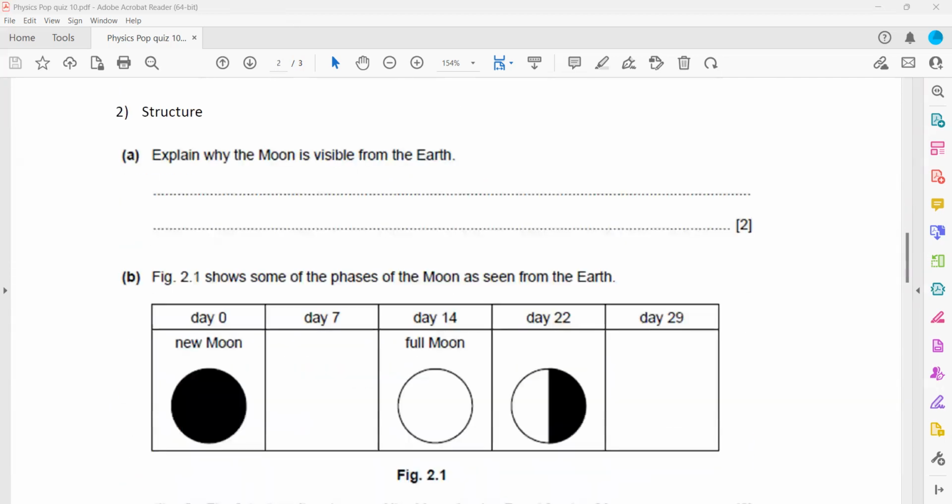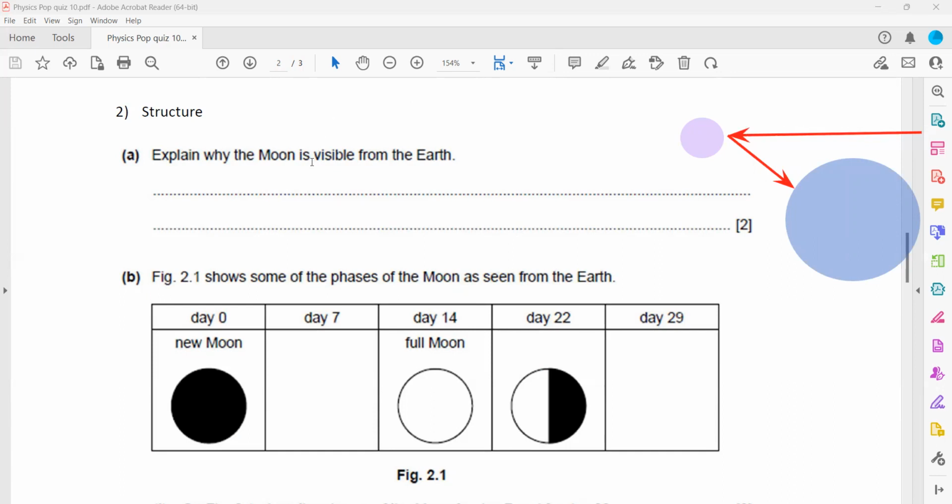The next part is: explain why the moon is visible from the earth. So what is the reason why the moon is visible from the earth? Because the moon is actually reflecting the light of the sun. That's why it is visible. The moon is not giving out its own light. So for example, if this is representing the moon, and here is the earth, what actually happens is the sunlight strikes the moon and then is reflected to the earth.